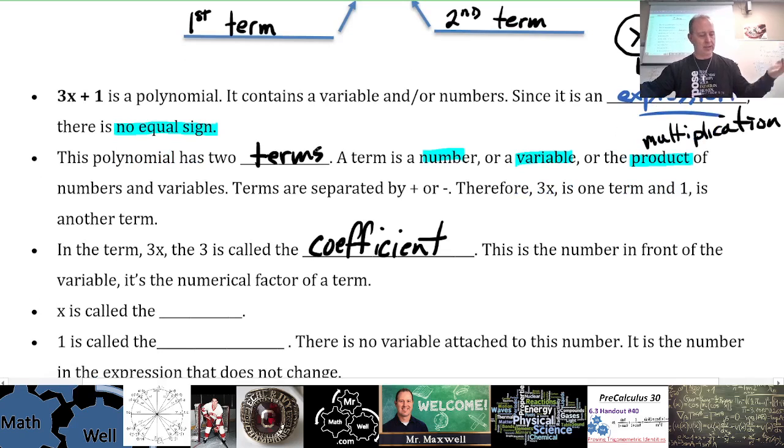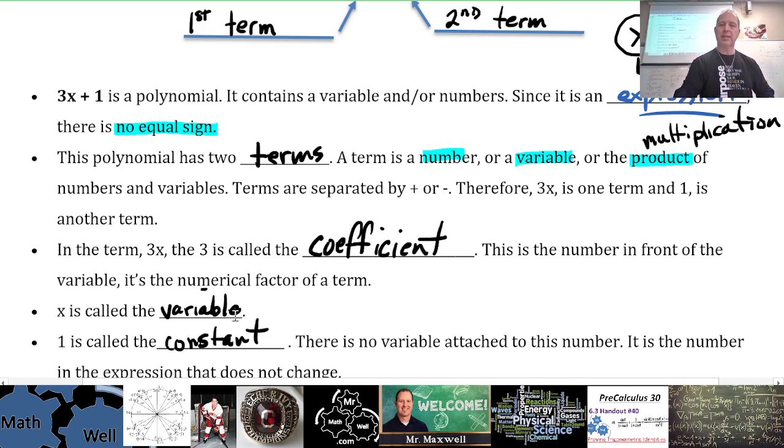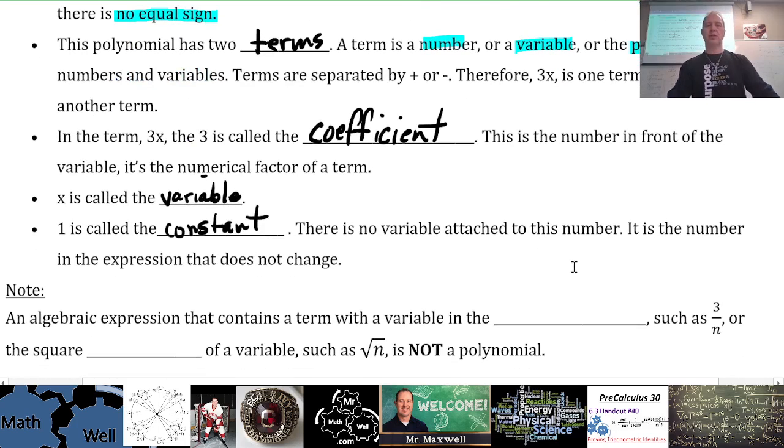So x is called the, what is it? Variable. Yeah, very good. 1 is the constant. Right on. There's no variable attached to this number. It's the number in the expression that does not change, as I mentioned before. Okay, so this is really good.